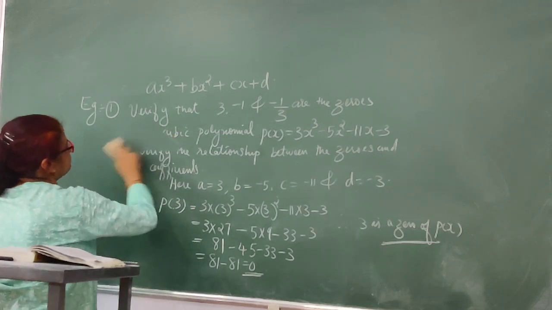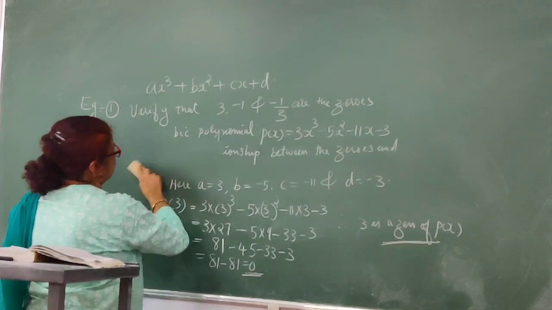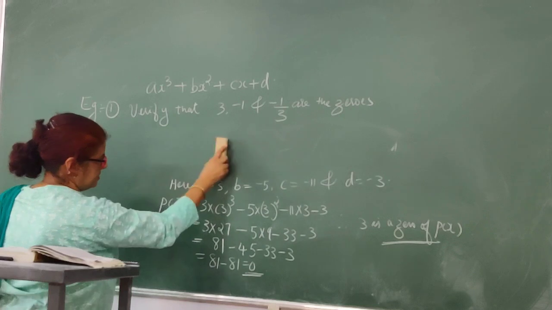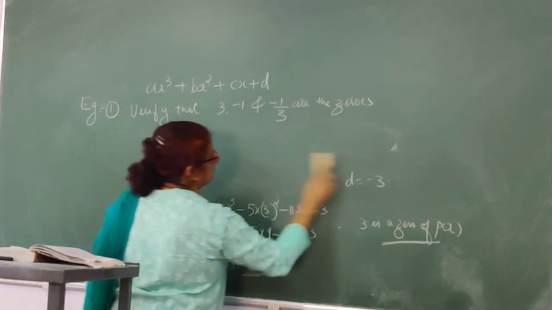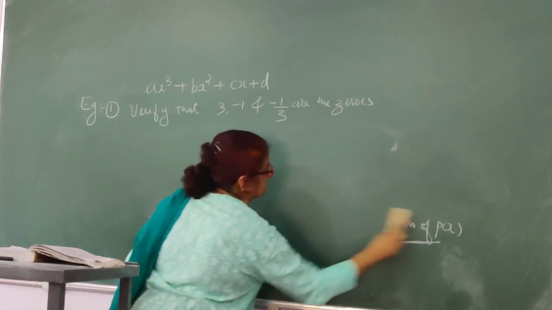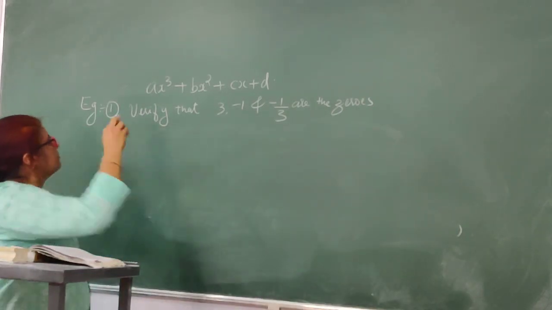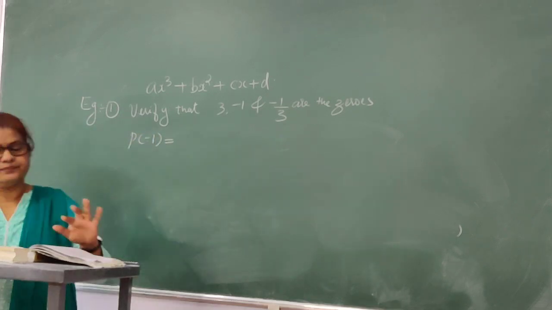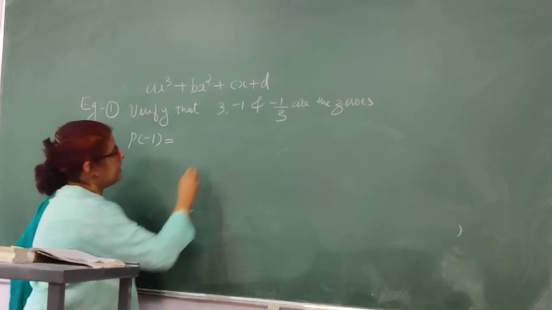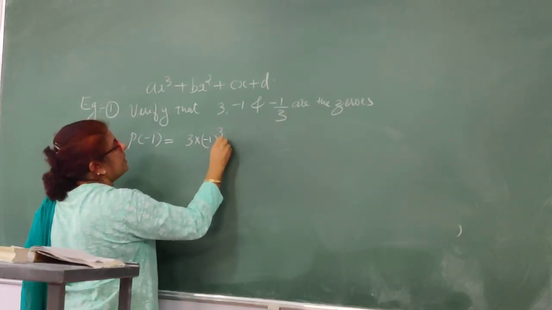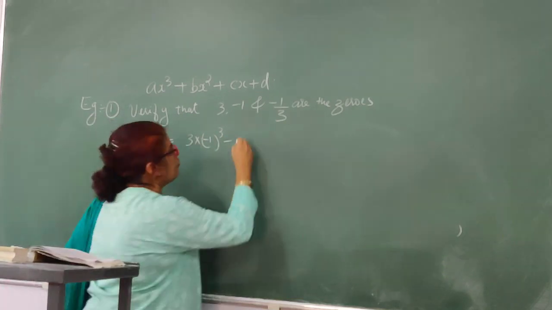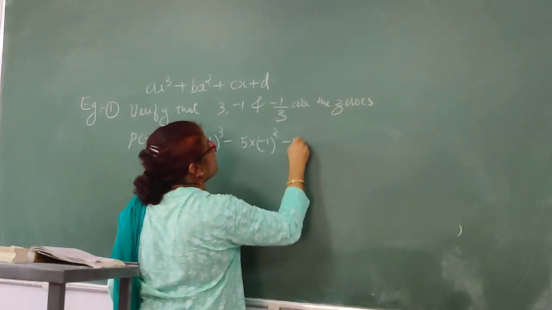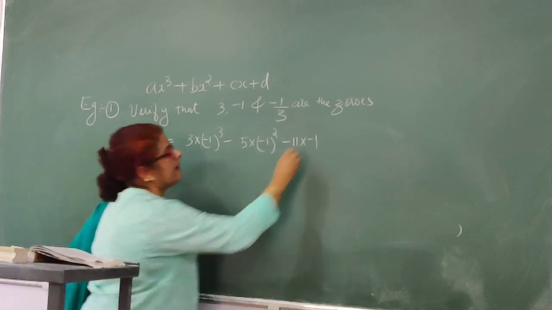And next comes minus 1. Let's find p of minus 1. P of minus 1 is equal to 3 into minus 1 cube minus 5 into minus 1 square minus 11 into minus 1 minus 3.